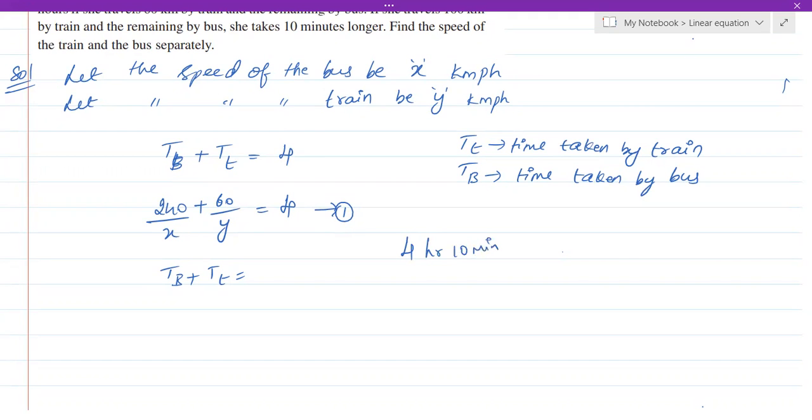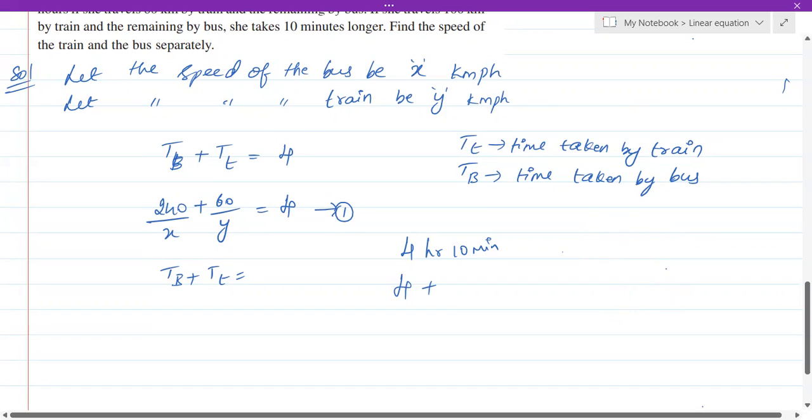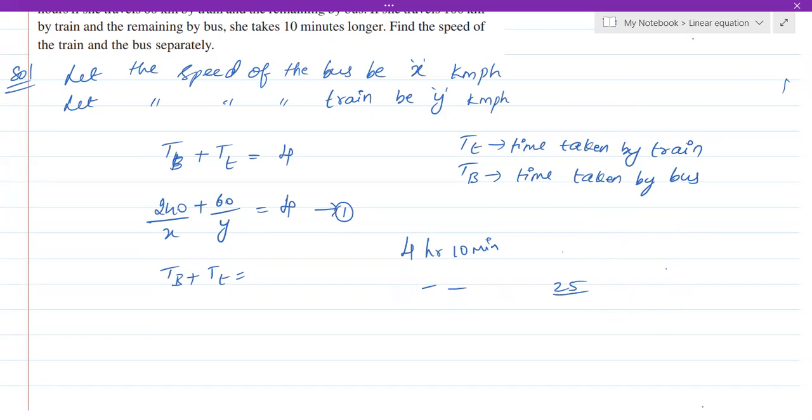This 10 minutes, let's convert it into hours. We know that 60 minutes is 1 hour. 10 minutes is how many hours? So cross multiply, you get 10 into 1 is 10, divided by 60. So 10 by 60, the 0 gets cancelled, 1 by 6. So it is 1 by 6 hour. If you add 4 plus 1 by 6, if you take LCM, it will become 25 by 6 hours. So 4 hours 10 minutes is actually equal to 25 by 6.